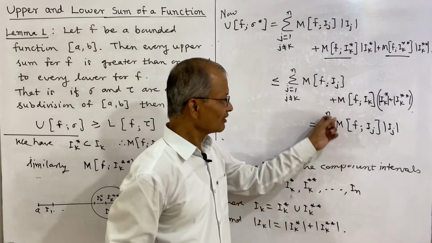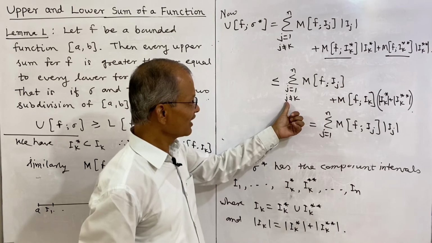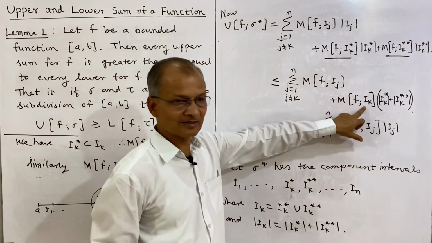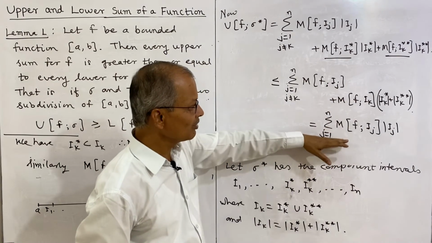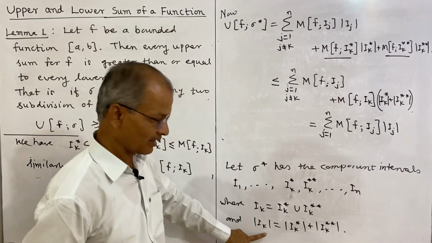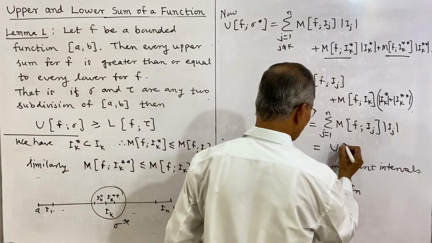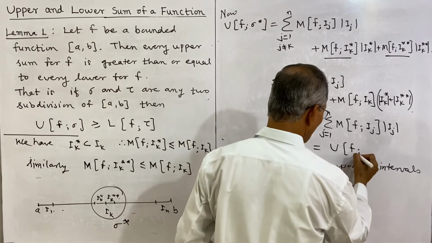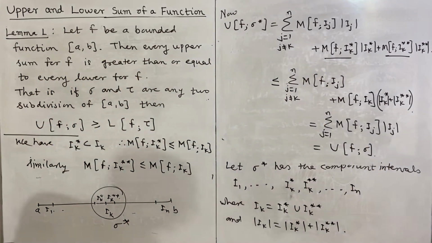Here now all terms are included. Here k is not included in this sum, but k is in this sum, and therefore this now runs from 1 to n including k, because this is the length of I_k. And what is this? This is the definition of the upper sum for f on the subdivision sigma, and thus we have obtained this. Now I hope you can understand this.